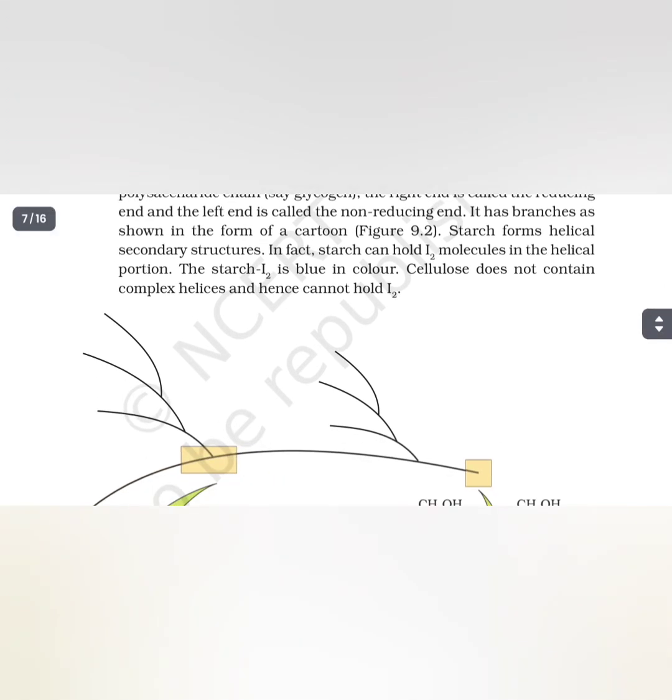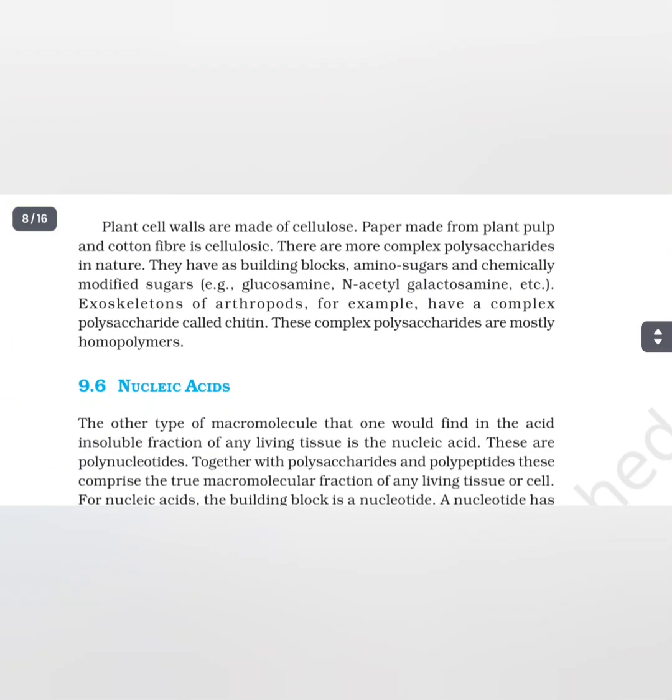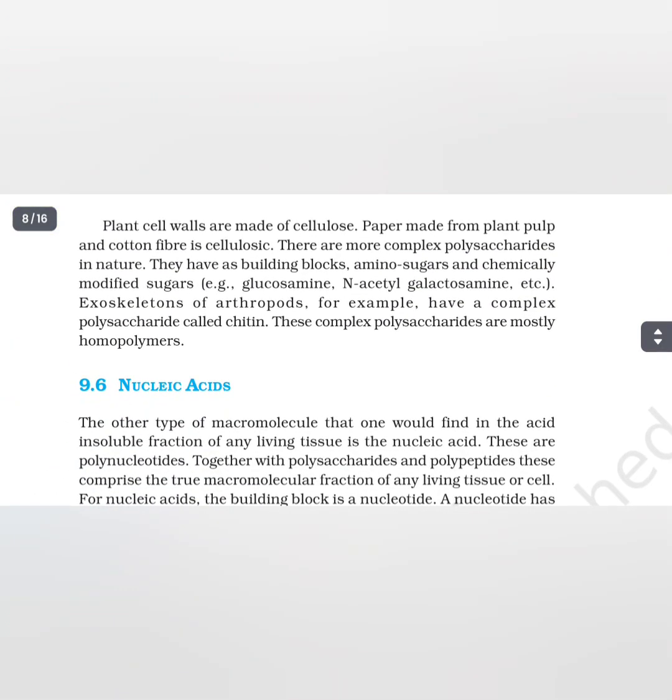Figure 9.2. Starch forms helical secondary structures. In fact, starch can hold iodine molecules in the helical portion. The starch-iodine complex is blue in color. Cellulose does not contain complex helices and hence can't hold iodine. Plant cell walls are made of cellulose. Paper made from plant pulp and cotton fiber is cellulosic.